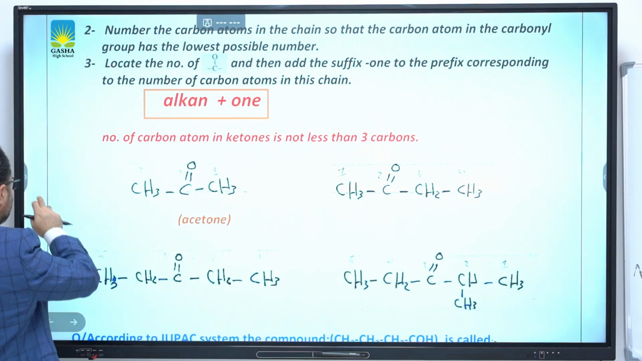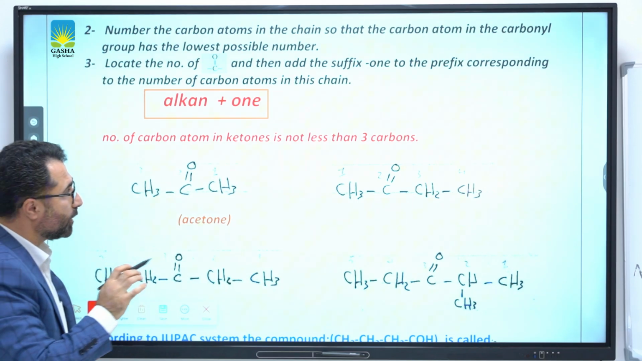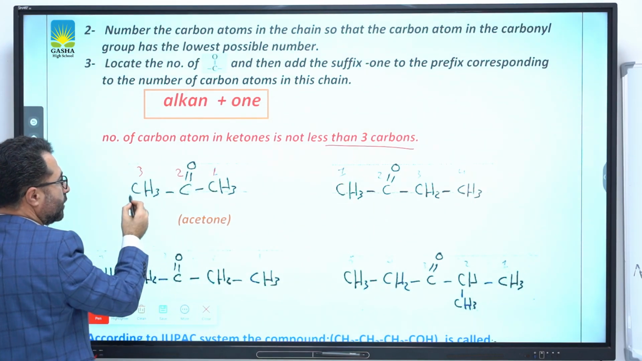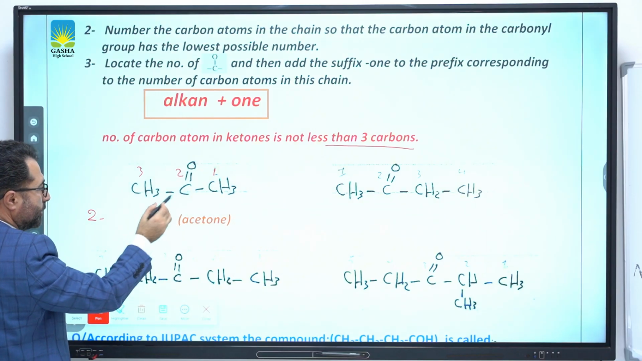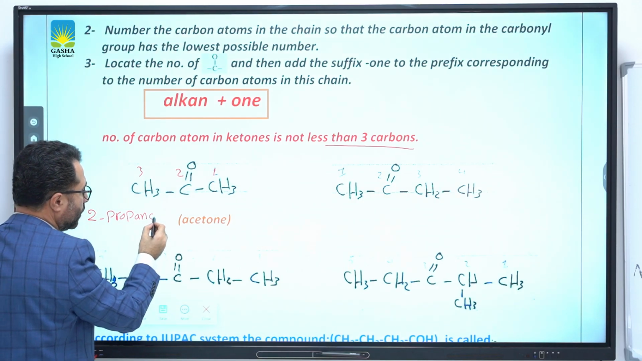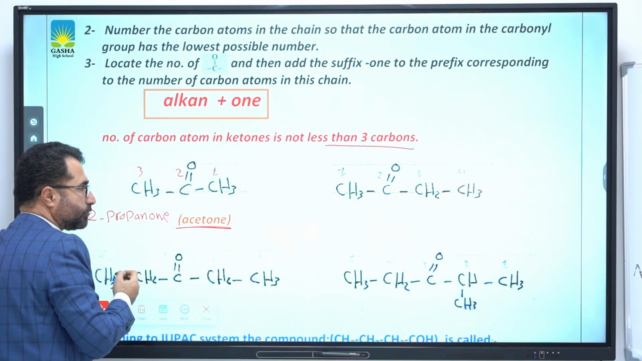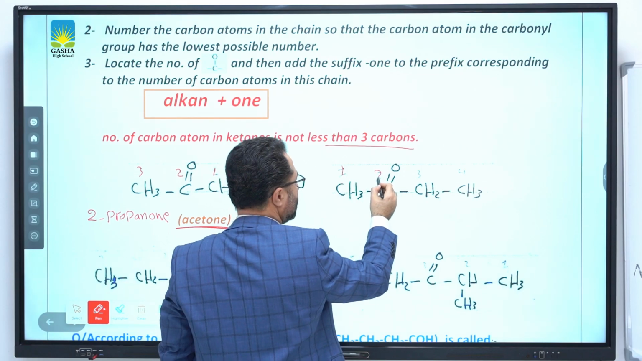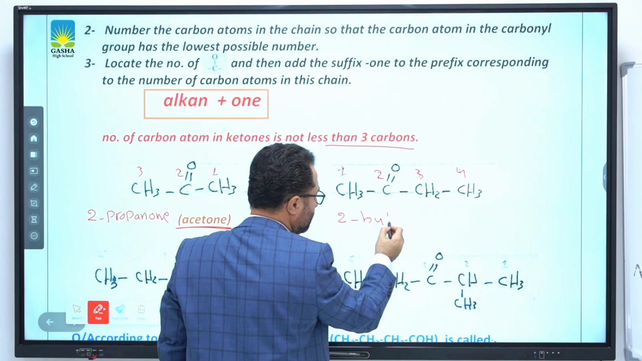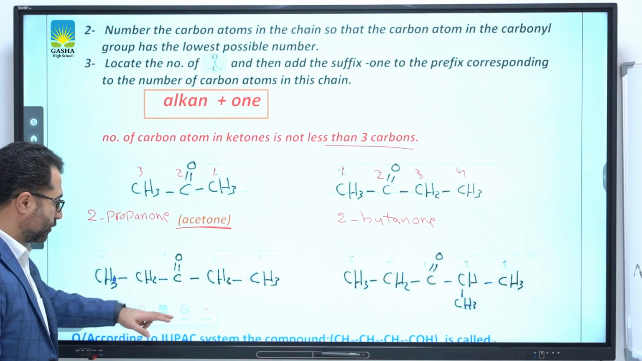The smallest ketone has 3 carbons. In ketones, the number of carbon atoms is not less than 3. Be careful. Here it's 1, 2, 3, and CO is on 2. We have 3 carbons, prop, make it alkane, propane, and add "one". So it's 2-propanone, which is known as acetone, its common name. Here we have CO on the left side, number it from the left side, so it will be 2 butanone. 2 butanone.